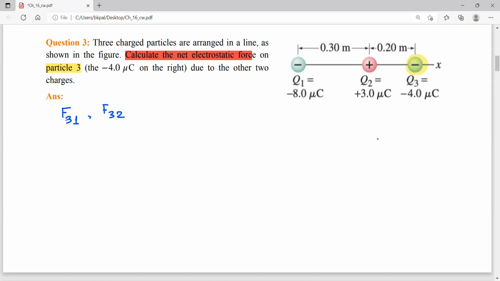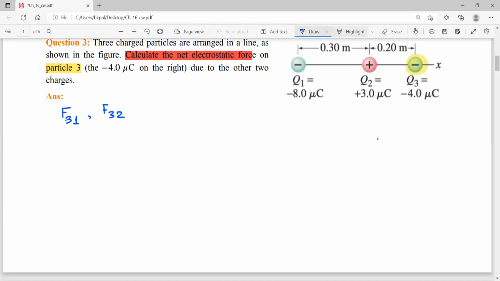Okay, and then we have to check the direction. Basically we have to use the vector rule. So first let's calculate F31 and F32, and then let's try to determine their direction, and then we can decide how to use the vector rule. All right, so the first one is F31.